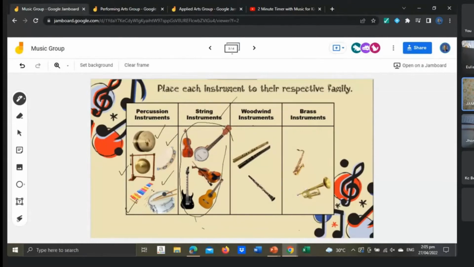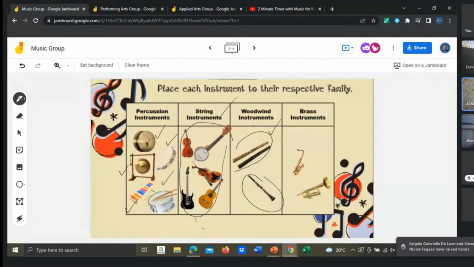Next, how about the woodwind instruments? Woodwind instruments are instruments made up of wood. So, flute is made up of wood. This is correct. How about clarinet? Is clarinet made up of wood? Anyone? Click the raise hand button if you want to answer. Is clarinet made up of wood? Yes, Angela? No po. No. Therefore, saan natin ilalagay si clarinet?